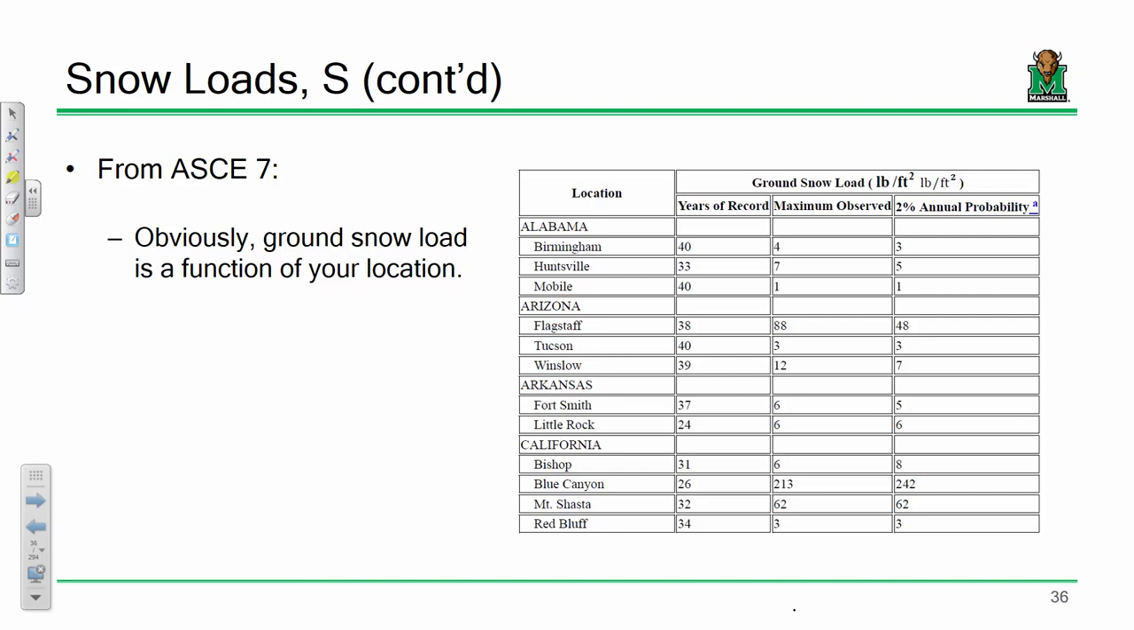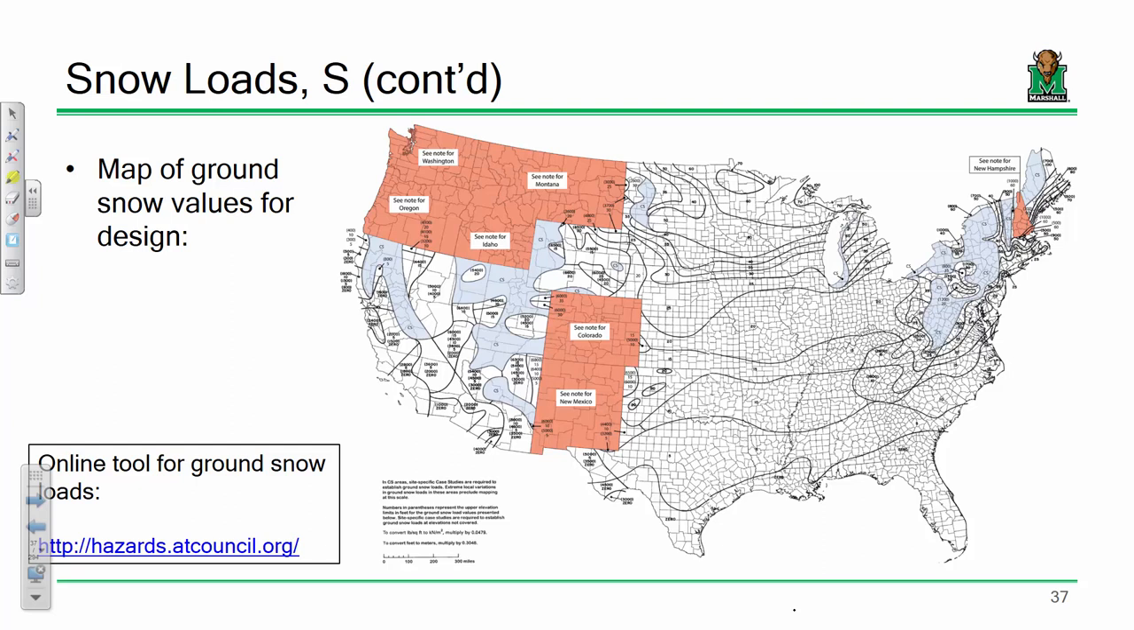Now, obviously, your ground snow load is a function of your location. So, for instance, in Alabama, Huntsville, Mobile versus Arkansas or Arizona, that's going to change. So, elevation: Flagstaff, Arizona has a higher 2% probability snow than Tucson, and so on and so forth. And if you look at the snow maps, that looks like a mess, right? It's going to be the case just because of where you're at. Some of the states have unique provisions based off of where they're at in the country.